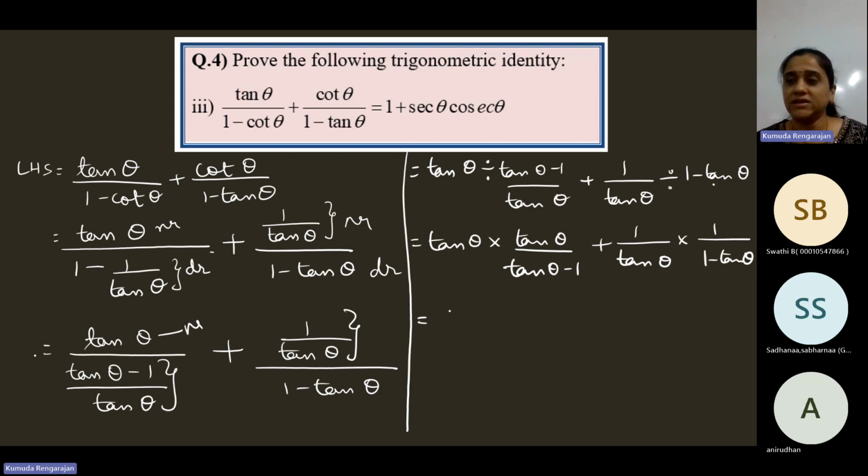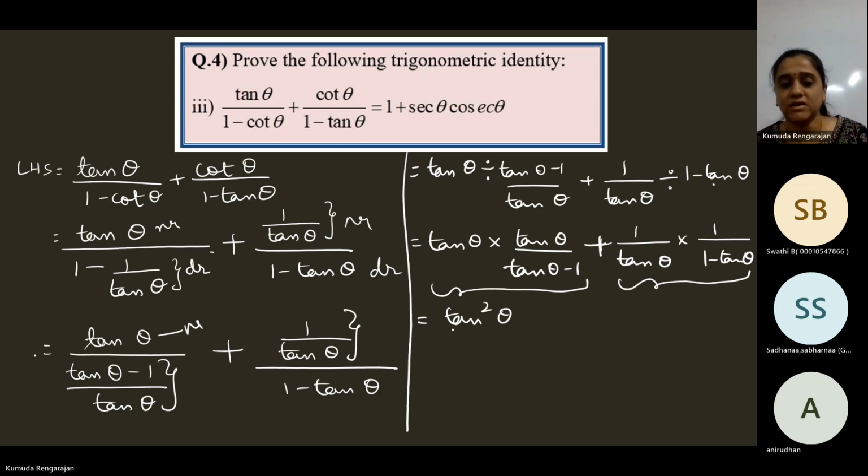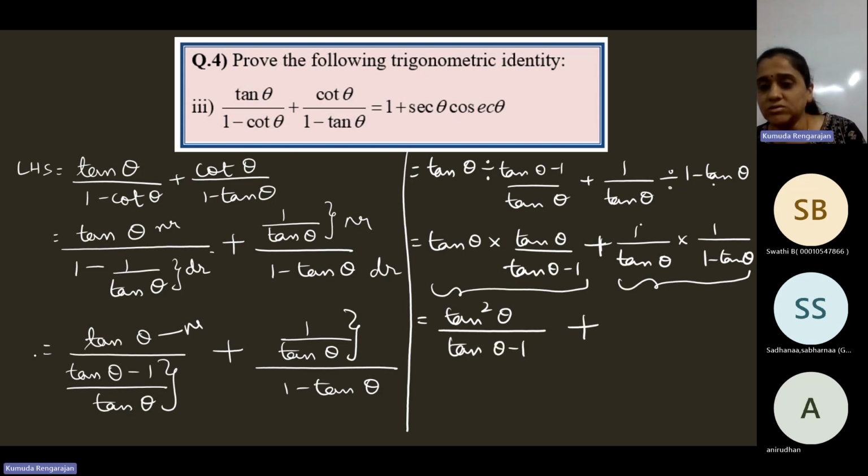So next step, tan theta into, see, this is one thing, this is the other thing, and connected by a plus sign. All right, so tan theta into tan theta is tan square theta by 1. It's like 1 here, so 1 into tan theta minus 1 is tan theta minus 1. Plus, here also multiply the numerators. 1 by multiply the denominators. So it will be tan theta into 1 minus tan theta.